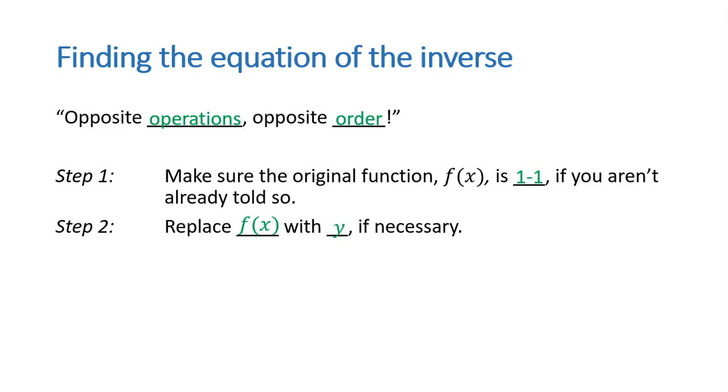The reason we want to do this is because we're about to invert. Some things are going to switch places. The f of x is going to move around. So it's helpful to write it as a y instead so that we're only moving one variable around.